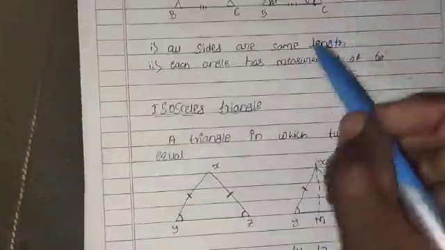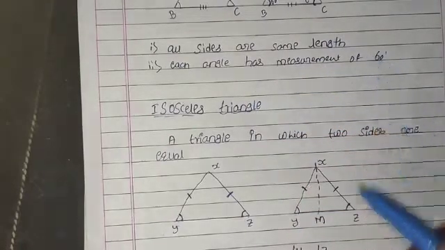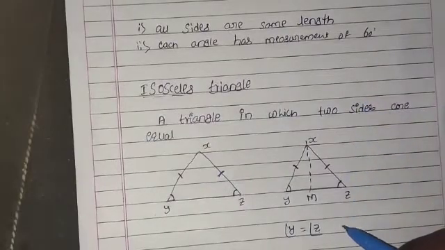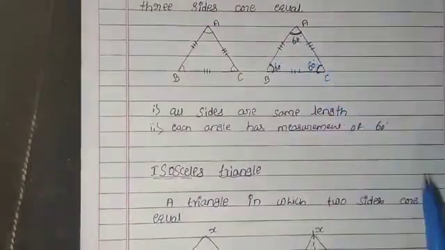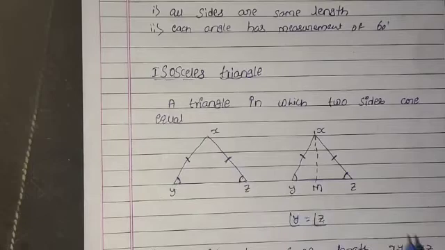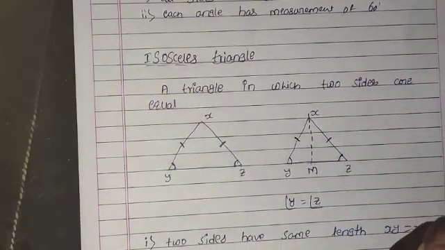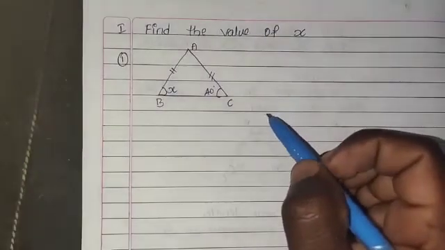In an equilateral triangle, each angle measures 60 degrees. Always remember these two points, because while solving problems they are very important. In an equilateral triangle, each angle is 60 degrees. In an isosceles triangle, the base angles are equal. Based on these two properties, we can solve the problems.